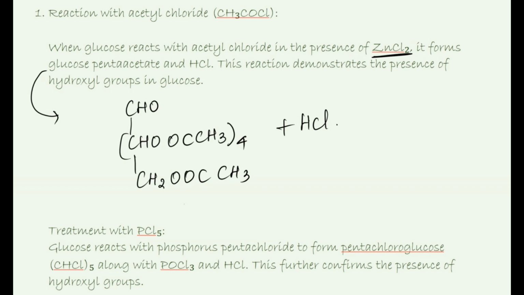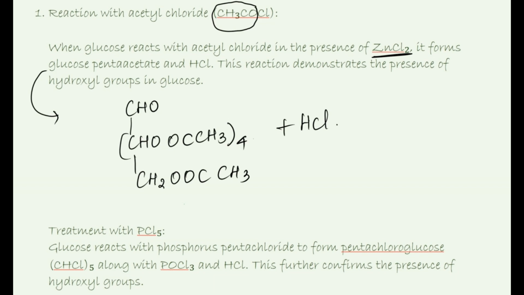This reaction demonstrates the presence of hydroxyl groups, because wherever the hydroxyl groups are there, this acetyl group will attack the OH position to form an acetate structure. So in total, I have 4 acetate groups formed, which means 4 plus 1, 5. So which means that 5 hydroxy groups were there in glucose.